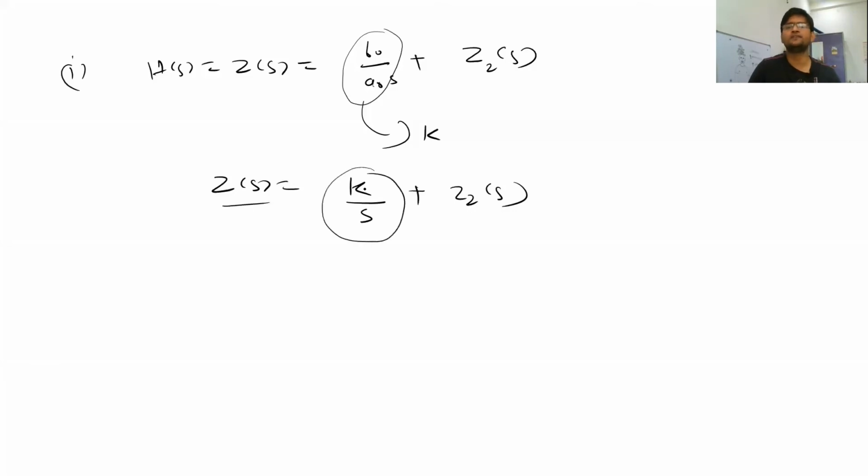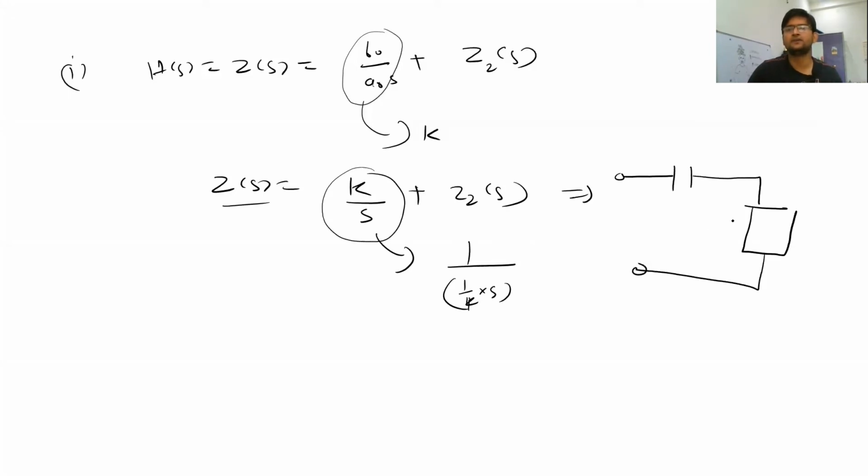Now you see that this is an impedance function. So can you tell me what this K by S represents? It will represent a capacitor. And what will be the value of that capacitor? You can write it as 1 upon K multiplied by S, right? So this function can be physically represented as a capacitor in series with this Z2(S) function, and this capacitance value will be 1 by K, and this whole thing will be Z(S).